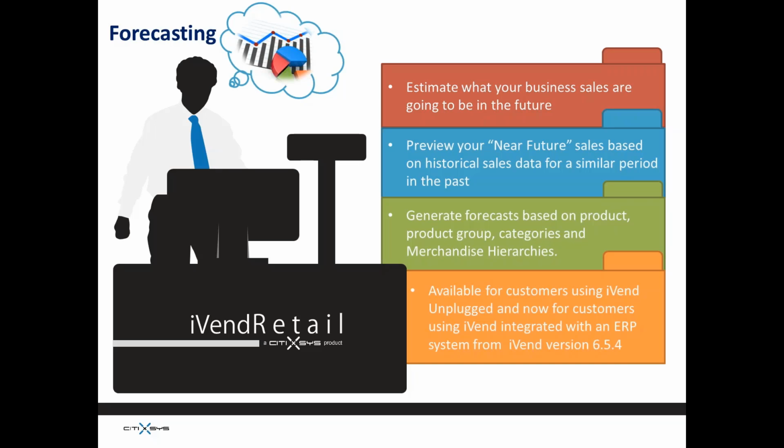We can generate forecasts based on product groups, merchandise hierarchies, and even user-defined categories that we define within the system ourselves. Forecasting features are available for iVend Unplugged, and it is also going to be available for customers using iVend integrated with an ERP system from iVend version 6.5.4, which is the current release.